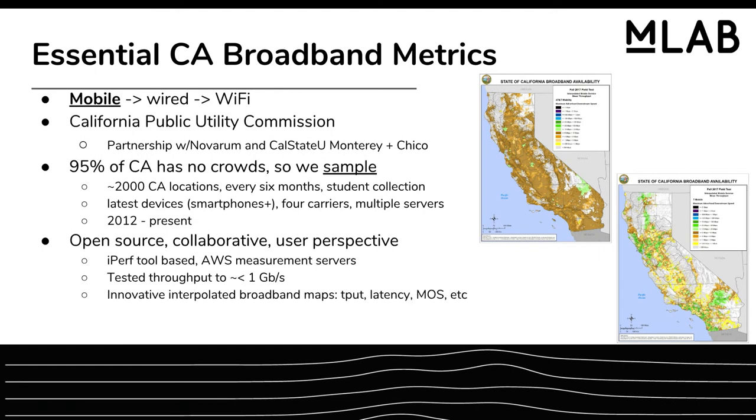One of the things we're proudest of is building our maps. You can see here these two maps. We found a fish biologist at Cal State Monterey Bay who was sampling Monterey Bay for temperature and trying to build maps of thermoclines. And it occurred to me that thermoclines in Monterey Bay is very much like a map of broadband.